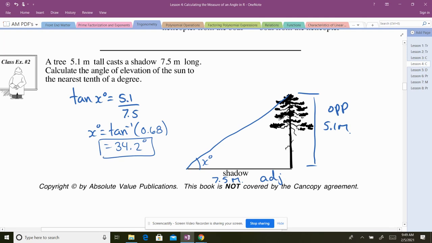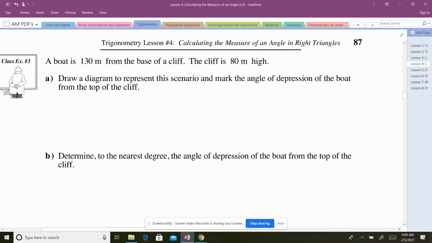Word problems are exactly the same as what we've done, except the first step, instead of labeling a triangle, is drawing the picture. It's converting all the words into a proper picture, and then it's the same process. All right, let's do one more. Flip the page, and then we will be done with this lesson.